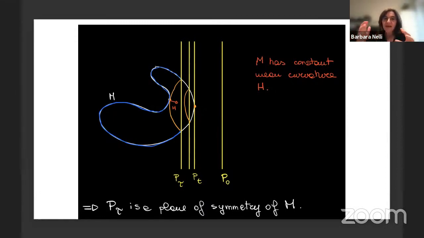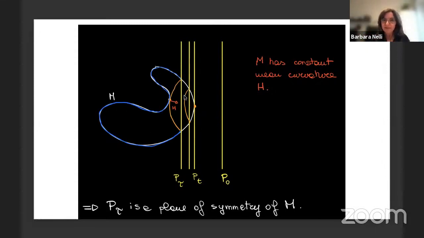the space, in this case R3, but it can be in many other ambient manifolds, with constant mean curvature, and you take a family of parallel planes, then one of these parallel planes is a plane of symmetry of the surface. Why is that? This is not very hard to prove. The surface must be compact. So you take a compact surface, then you will find one of these planes, say P0, far away from the surface, that doesn't touch the surface and doesn't touch, of course, the domain enclosed by the surface.